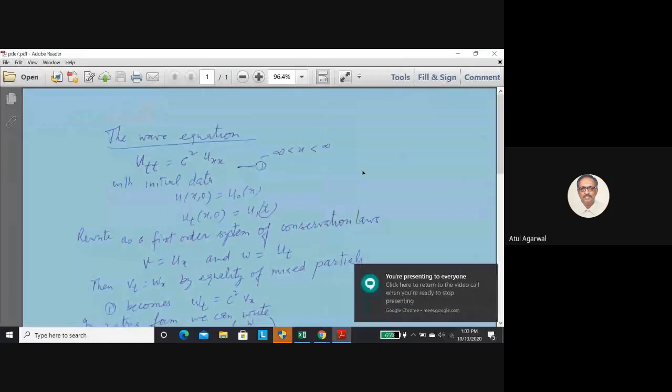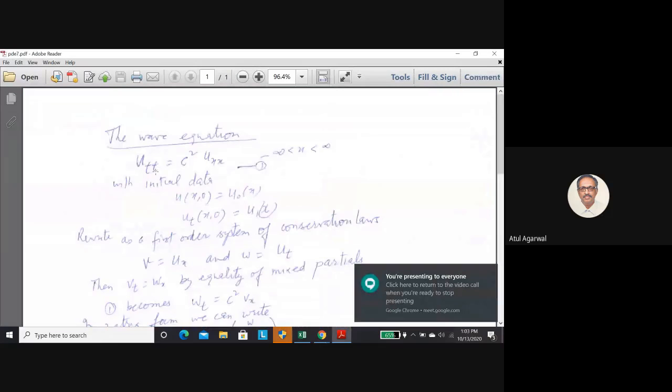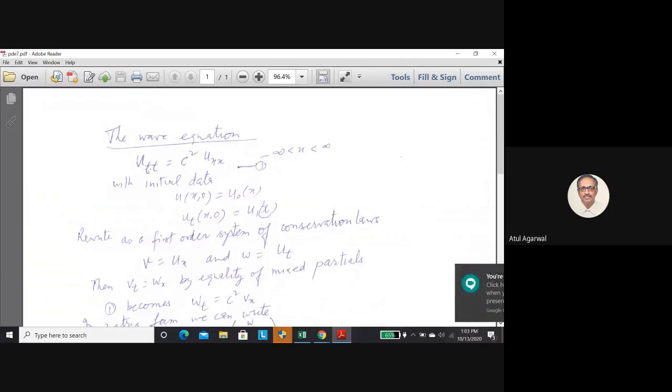So here I have just taken an example. I've taken a wave equation. This is second derivative of displacement equal to c square times second derivative with position x. And this is our domain, from minus infinity to plus infinity. This is an equation for a string.